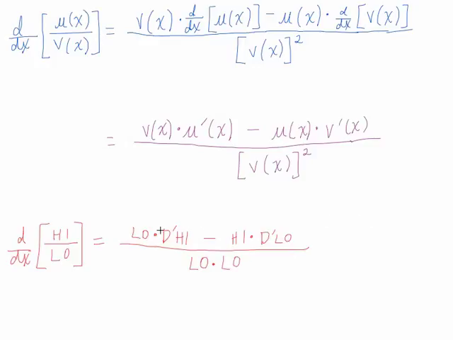So when you say it, it's low d high minus high d low over low low. Low d high minus high d low over low low. Say that a few times and memorize it, and I think that will help you with the quotient rule.